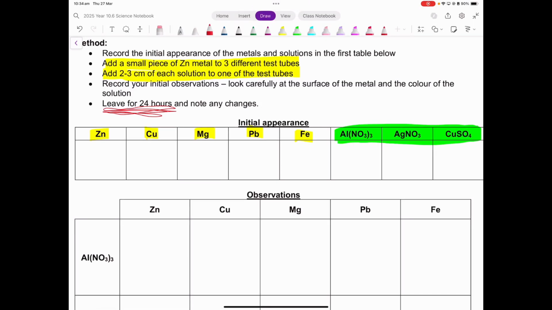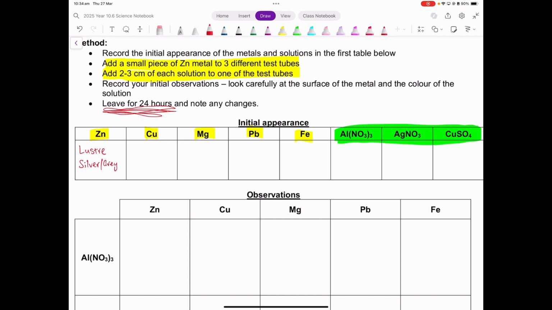So you've all just set up your practicals. Let's record some of the initial observations that we had. So what were the initial observations that you had for zinc? Lustrous, okay. What color was it? Grey or silver? Okay, I'm going to record silver grey here. It had a luster and was silver grey.